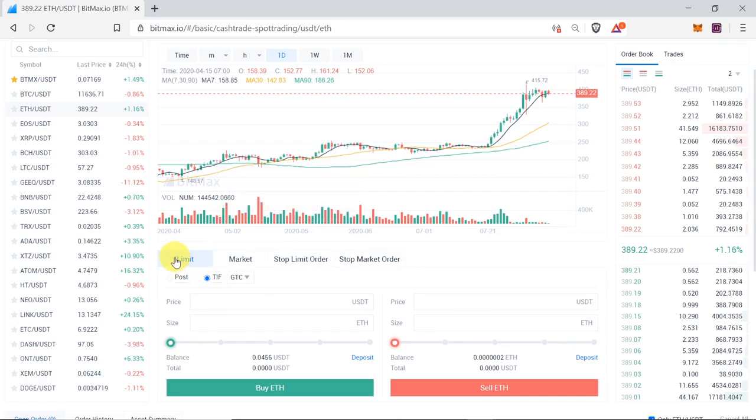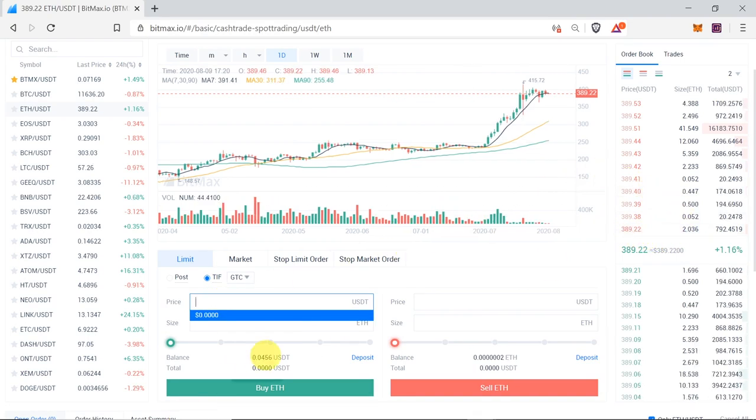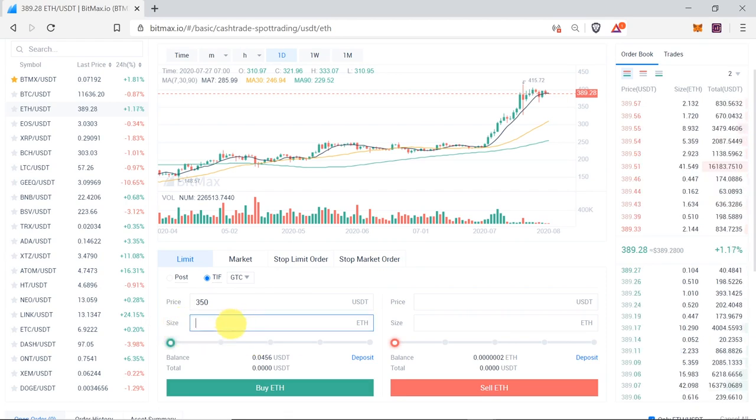Let's start with a limit order. A limit order is very simple. Let's say the current price is $389, and let's say we want to buy Ethereum when the price drops down to $350. So over here in the price, we would type $350. Then over here, we would type how much Ethereum we want to buy. So let's say I want to buy 1 Ethereum when the price drops to $350.